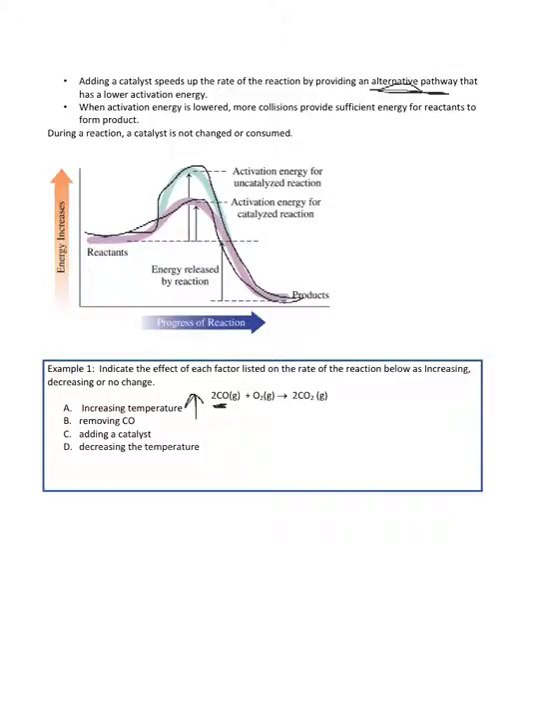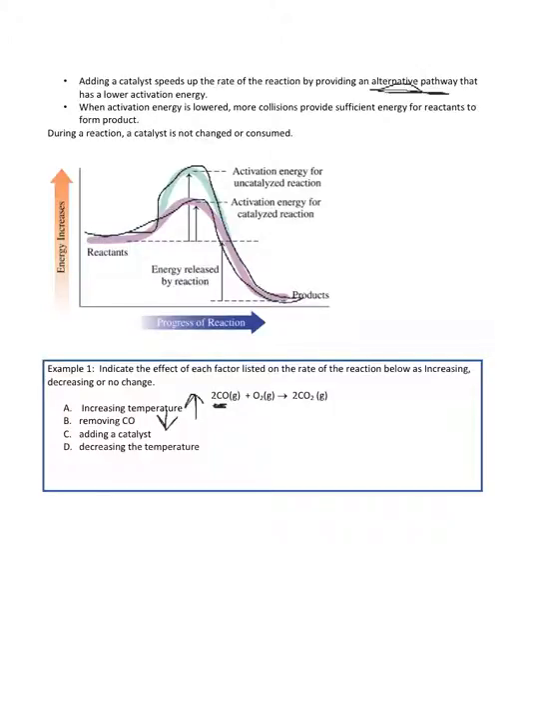What about if we remove carbon monoxide? Now, we said that if you increase the amount, you increase the rate. But in this case, we're removing or decreasing the amount of our stuff. So what do you think would happen to the rate of the reaction? If adding more makes it go faster, wouldn't removing some make it go slower? So that is going to decrease the rate of our reaction.